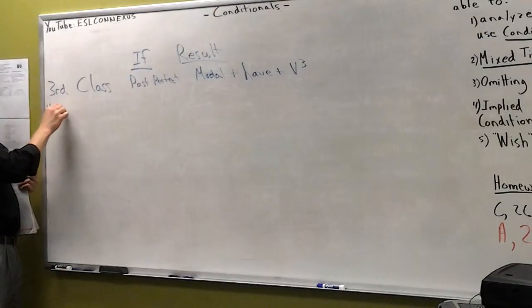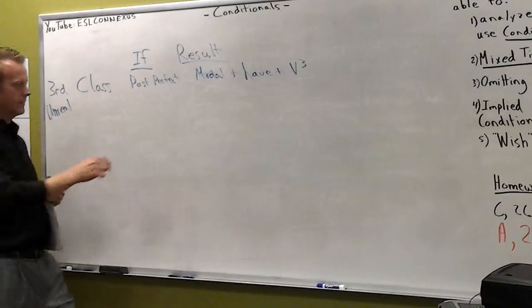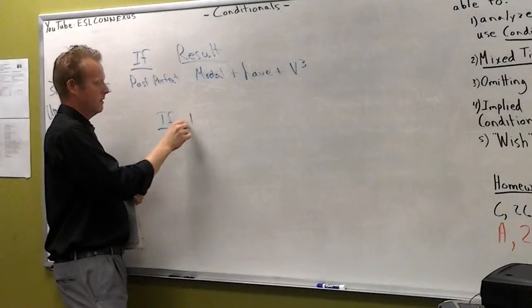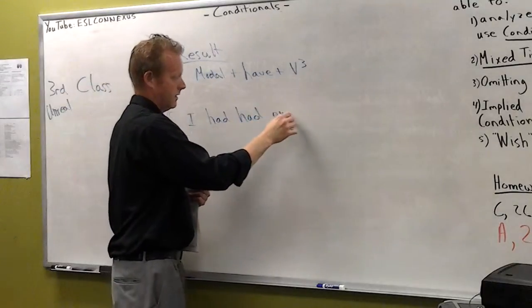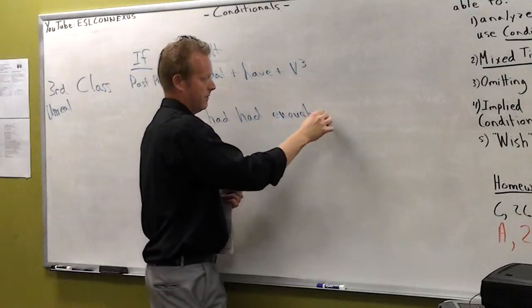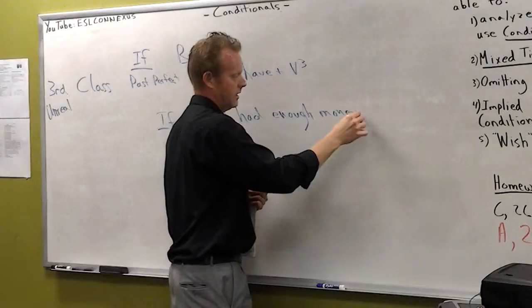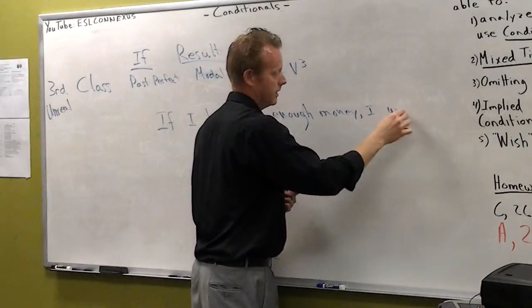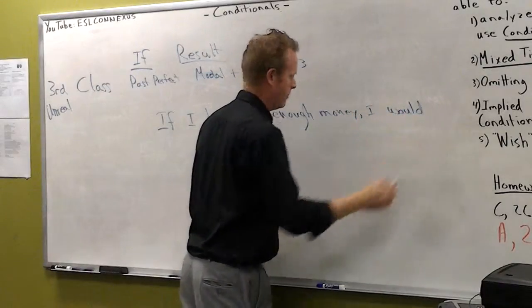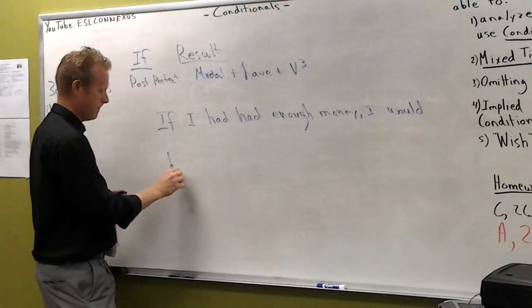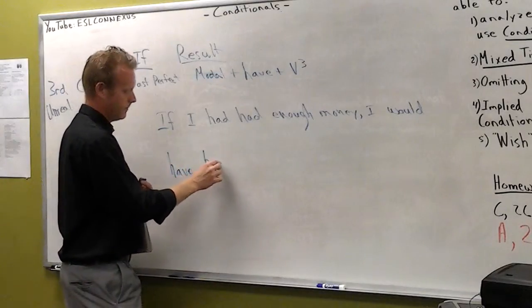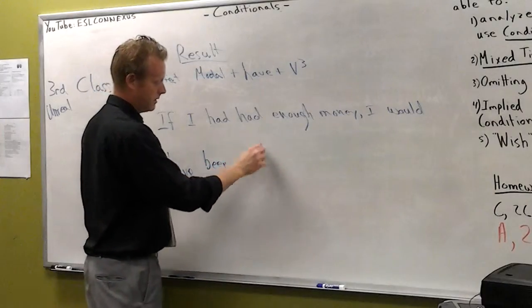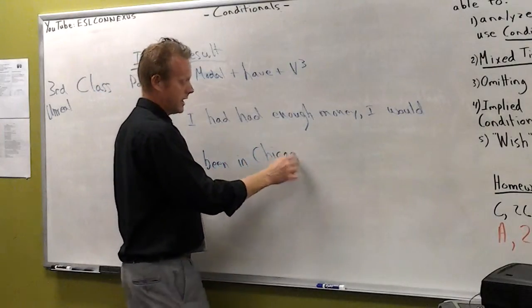Somebody give me an example. If I had had enough money, I would have been in Chicago. What is it? I would have what? Been in Chicago. I would have been in Chicago.